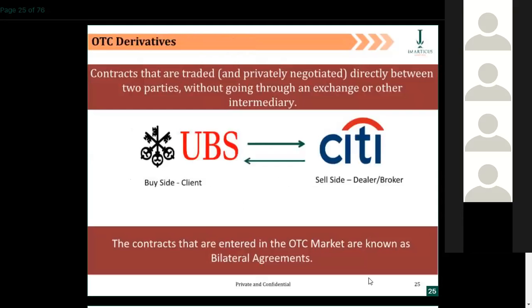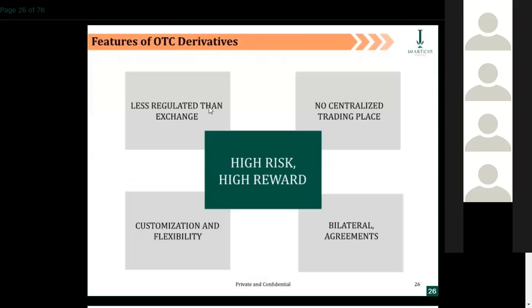So that is how one party would be negotiating a deal with the other party. This is just an example of an OTC trade between UBS and Citi. Contracts entered in the OTC market are known as bilateral agreements. Between two parties, the contract is signed between two counterparties. Therefore, it is called a bilateral agreement. So, features of OTC derivatives: less regulated than exchange, no centralized trading place, bilateral agreements, customization and flexibility.